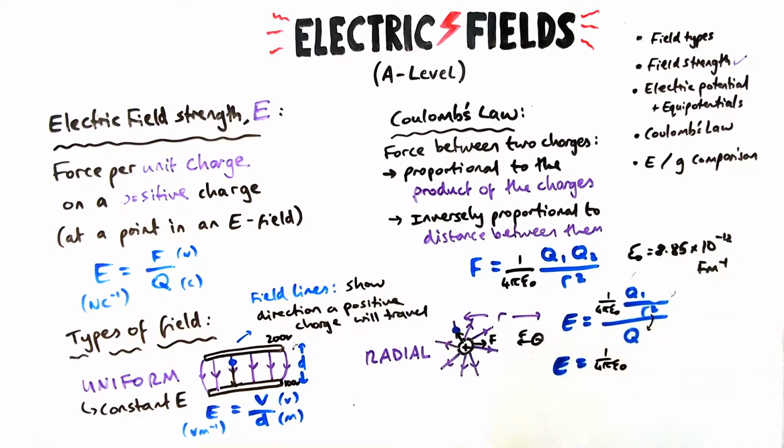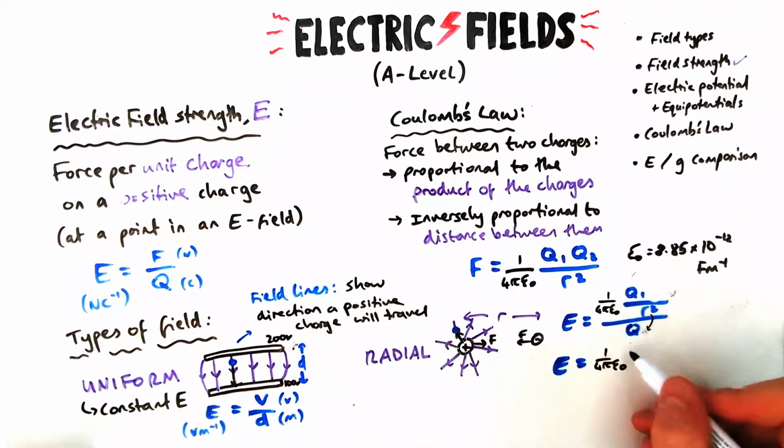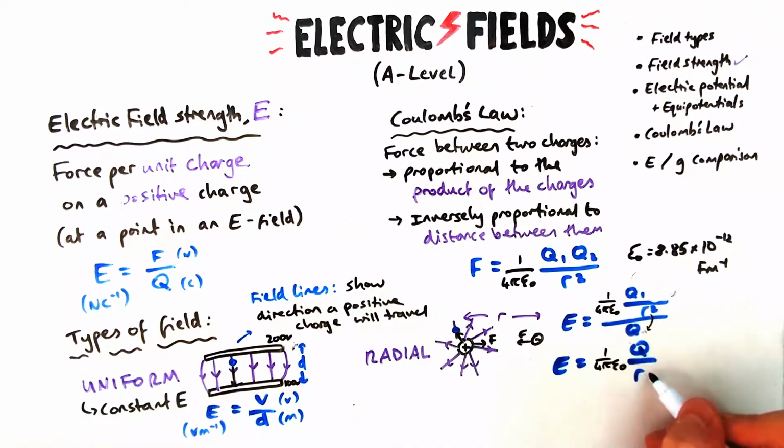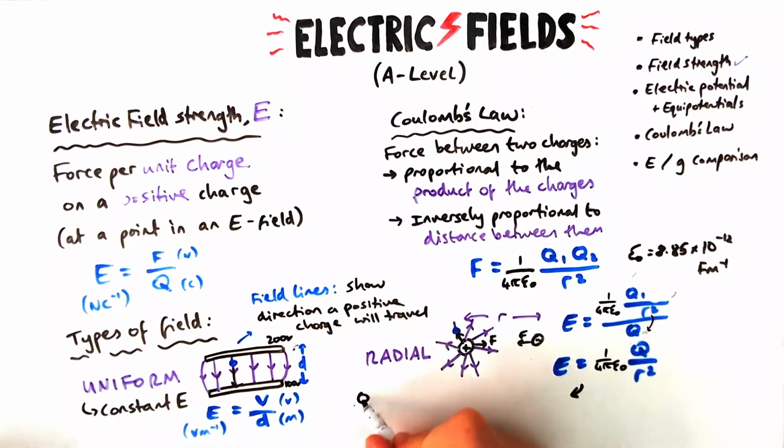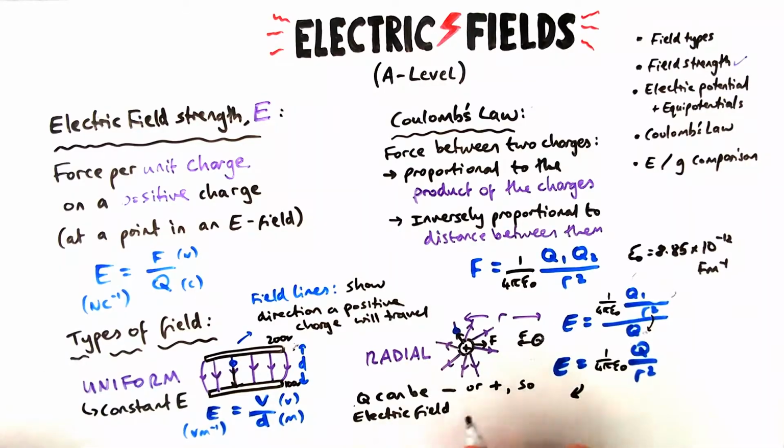Now, as charges can be positive or negative, that means that electric field strength and force values can either be positive or negative. Now, that indicates they have a direction, so it means they are vector quantities. So they can point towards a charge or away from a charge, depending whether it's positive or negative. So that's a difference between electric fields and gravitational fields, which are only attractive.